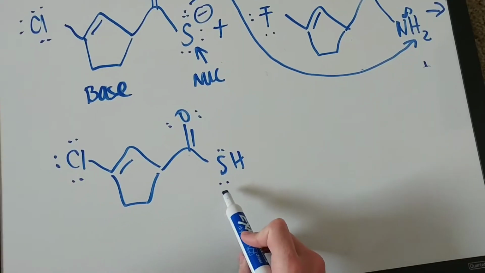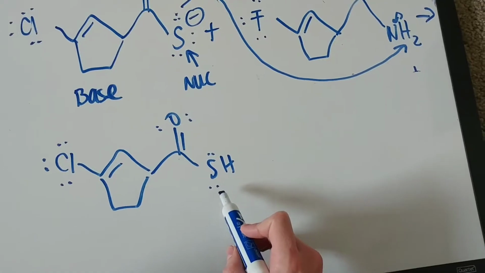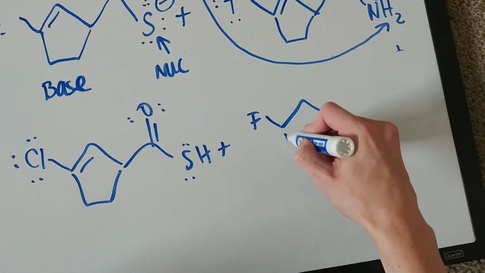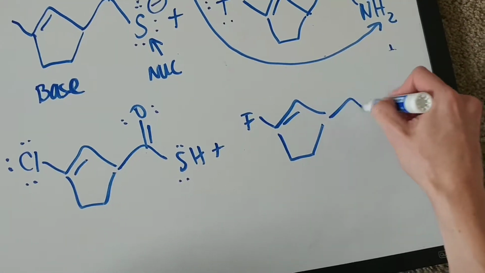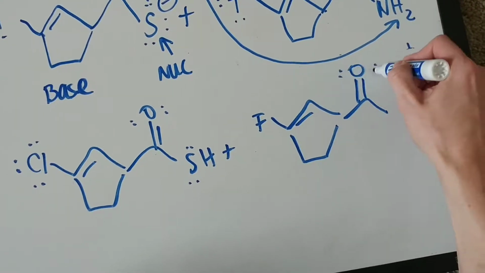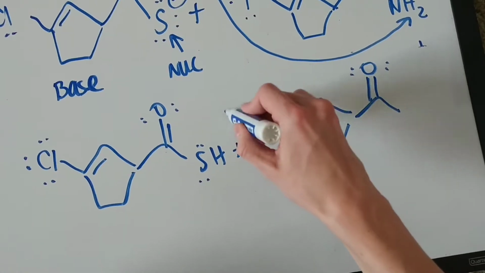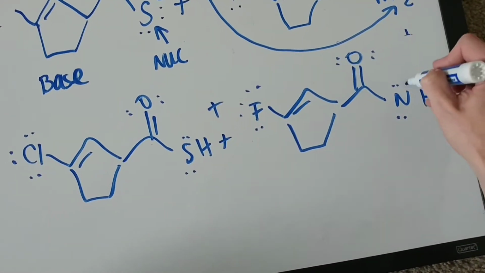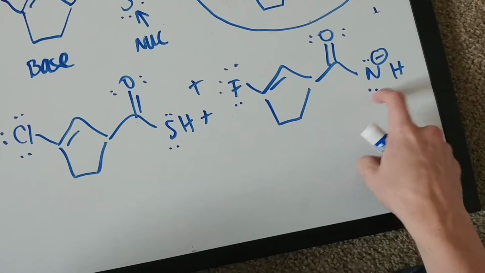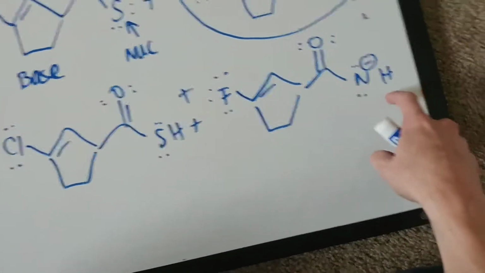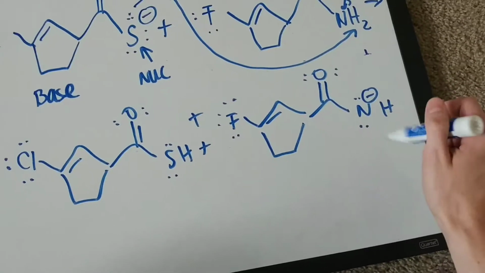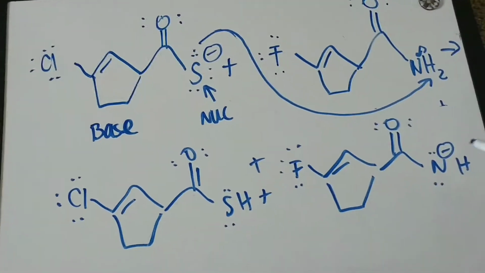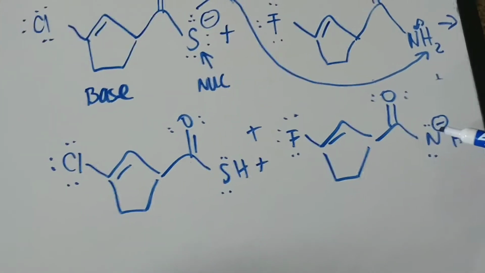Now this sulfur is happy, it's neutral, and we've shifted the charge over to the nitrogen because it has 1, 2, 3, 4, 5, 6, and it wants 5. So it's one more that it needs, so its final charge is negative. We've shifted the negative charge from here over to the nitrogen.